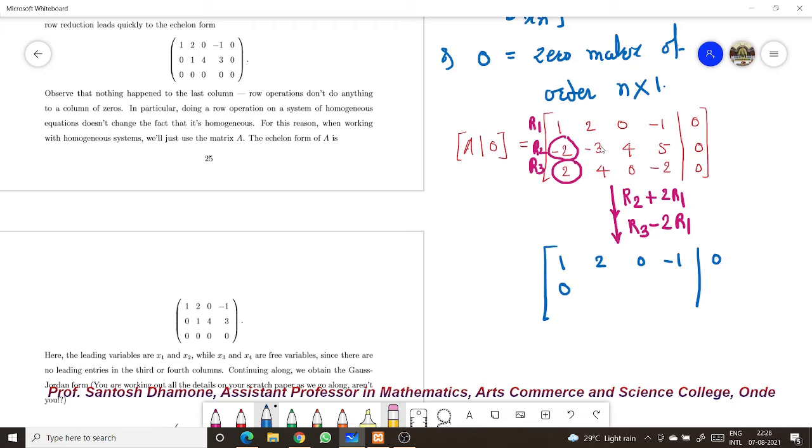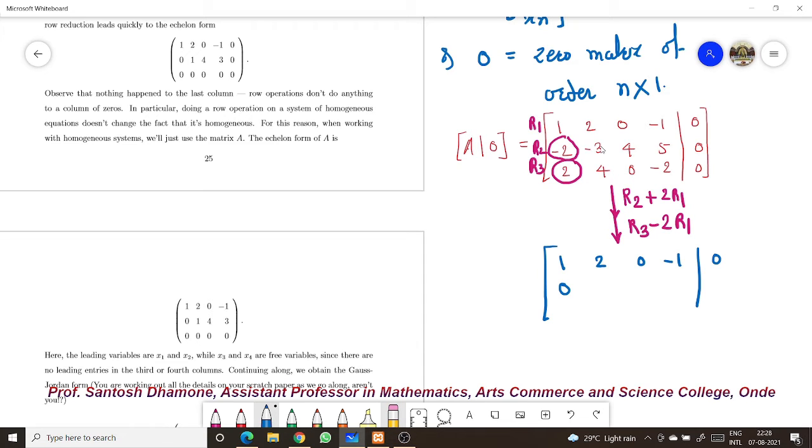We get the matrix of the form written here. By performing two row operations, we get the reduced echelon form of the augmented matrix given to you. Observe that nothing happened to the last column. This last column is the 0 column. Row operations don't do anything to a column of 0.